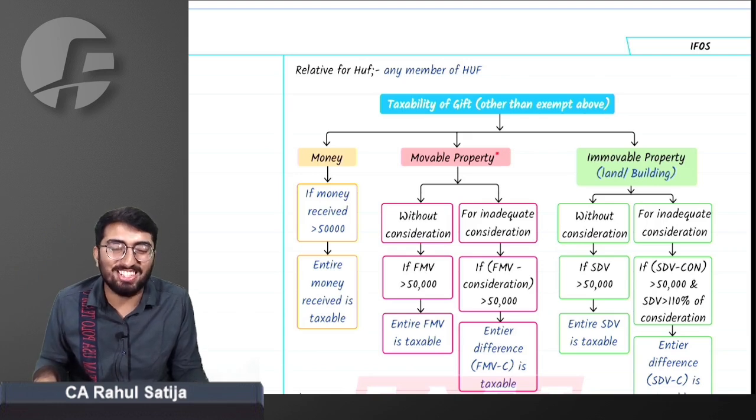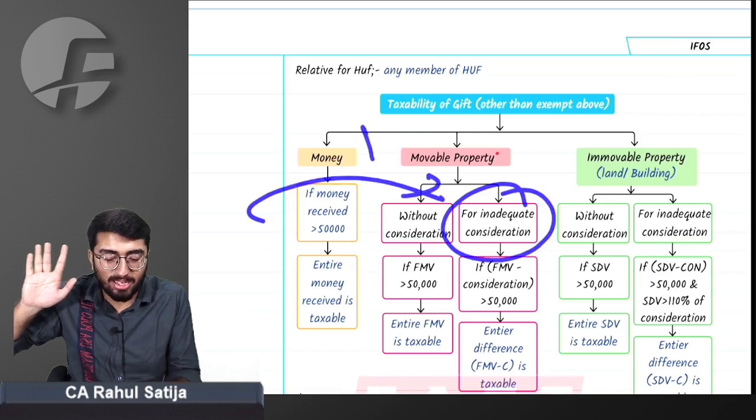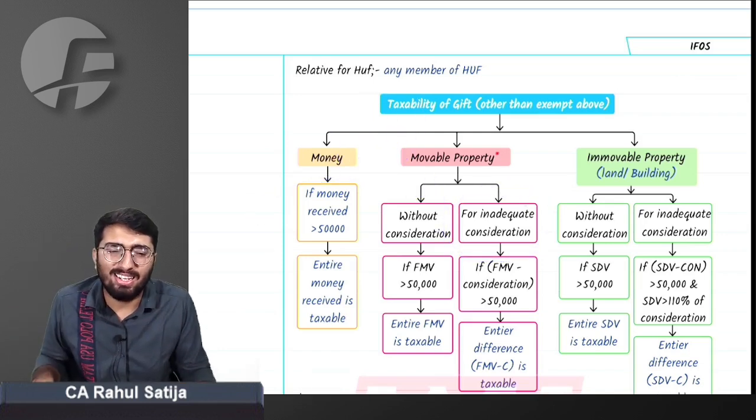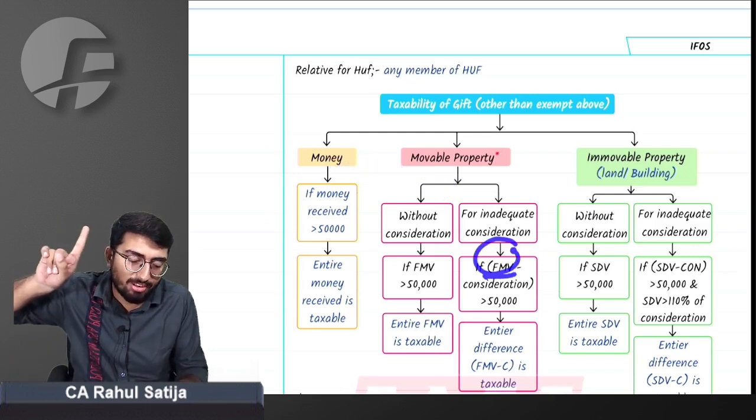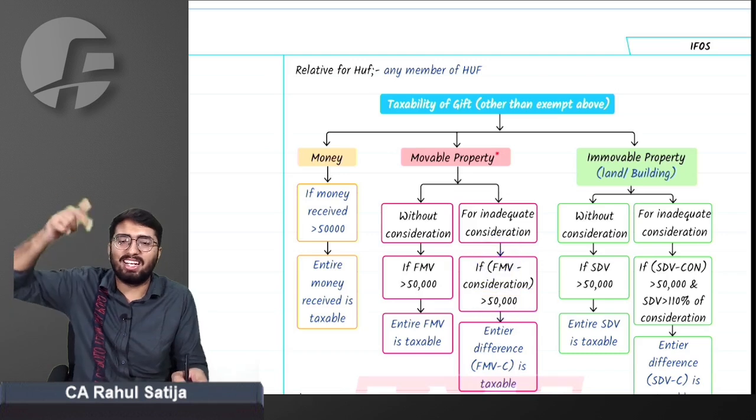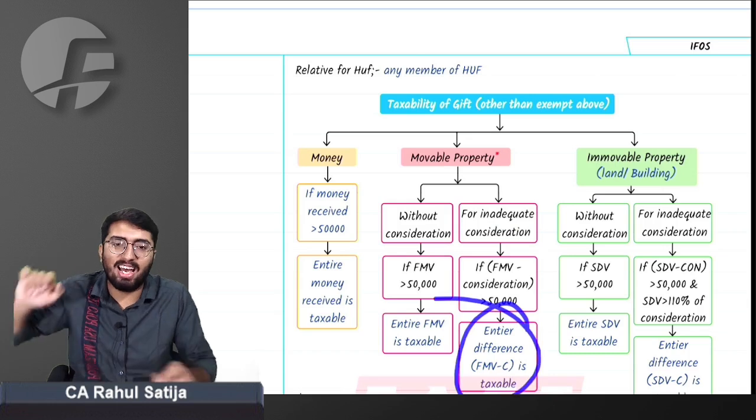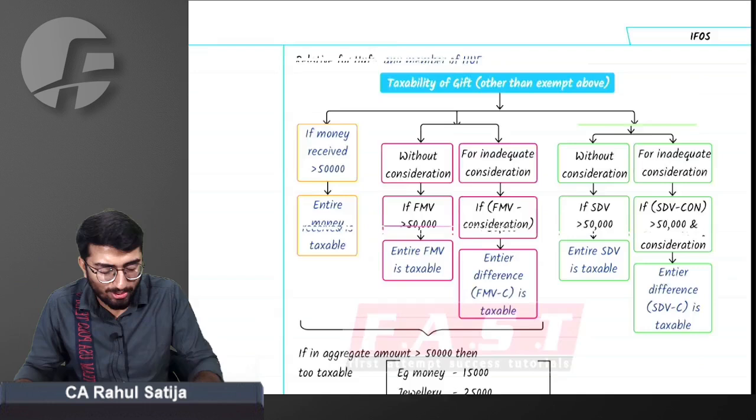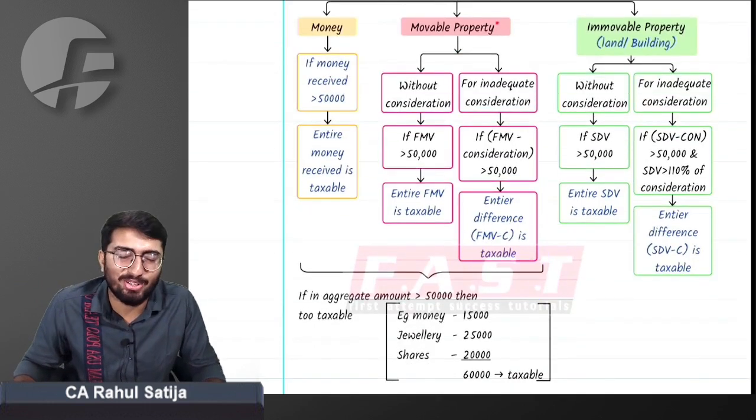But I charged certain consideration from her. I charged her 1 lakh rupees. It was inadequate consideration. She also knew, I also knew that it is inadequate consideration. In that case, provision says if FMV minus consideration is greater than 50,000, then entire FMV minus consideration will be taxable. In our case, it is greater than 50,000. So in her hands, 19 lakh rupees will be completely taxable. Did you get this point or not?